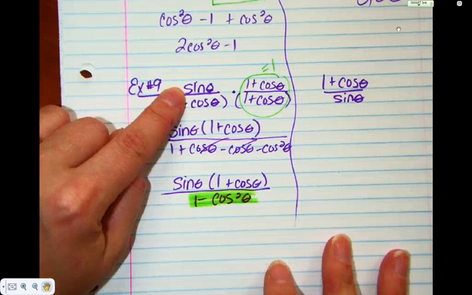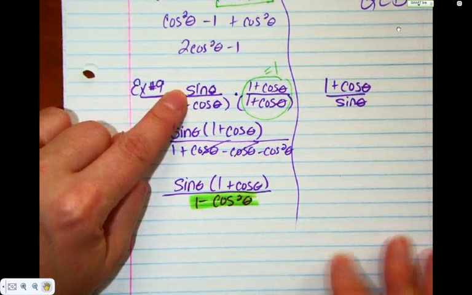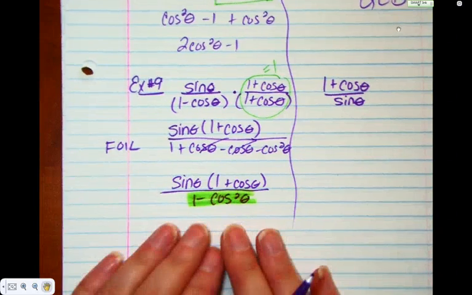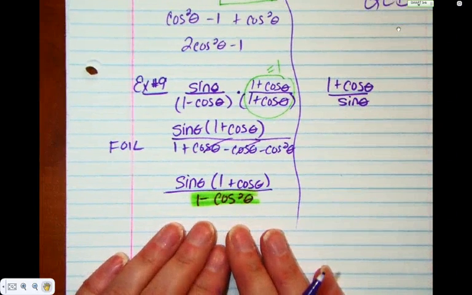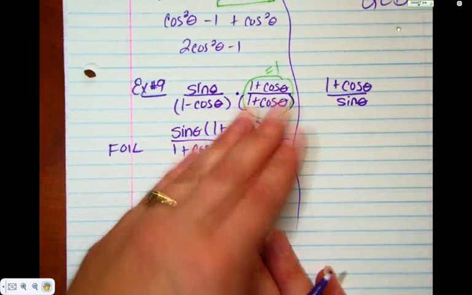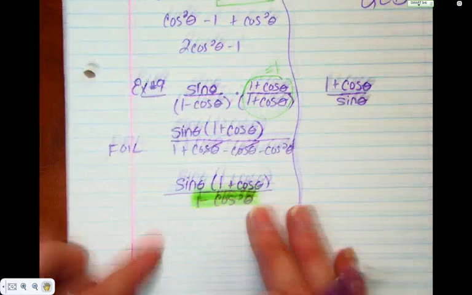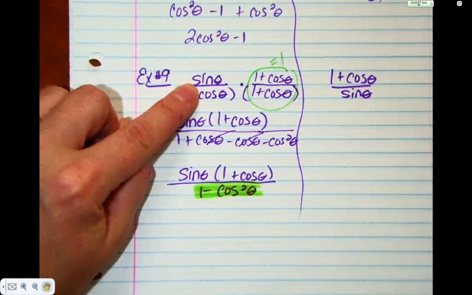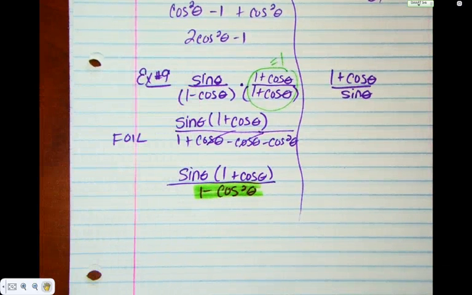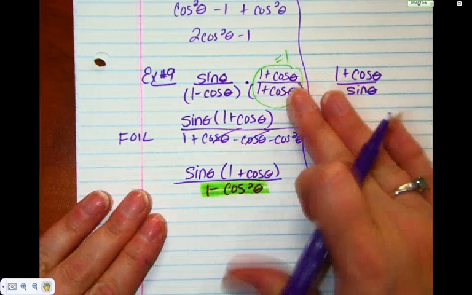So occasionally you need to resist the urge to factor, and after you use the conjugate binomial, you have to resist the urge. Again, if you did factor and you canceled, you'd just be right back up here. So resist the urge to factor after conjugate binomial.